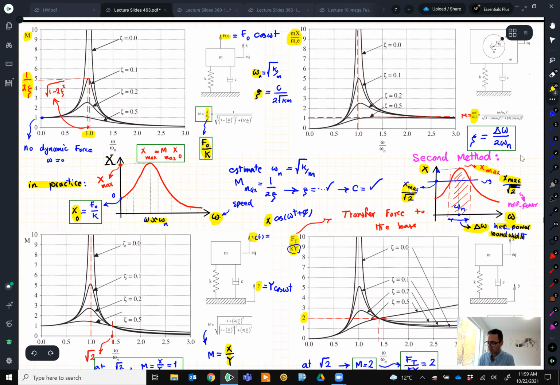Actually, if you use that formula, the second method, or the first method using the M max here, you would get approximately the same number, very close. Because M max roughly equals 1 over 2 zeta. That's correct. If you recall, a few lectures ago, we proved why it is roughly equal to 1 over 2 zeta. That's like this long formula, what we estimated as 1 over 2 zeta.